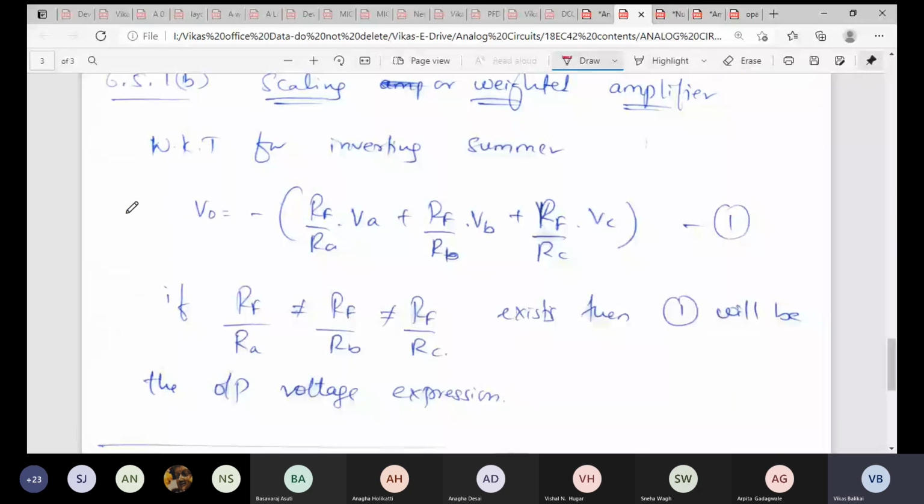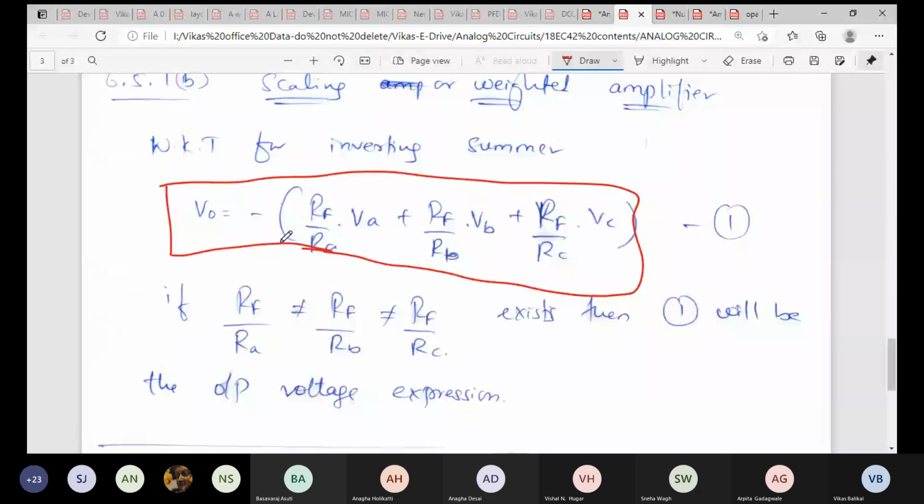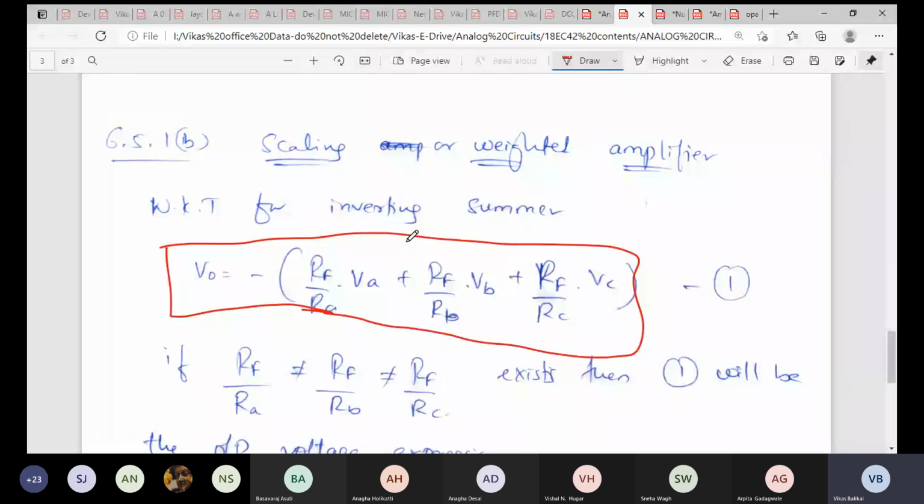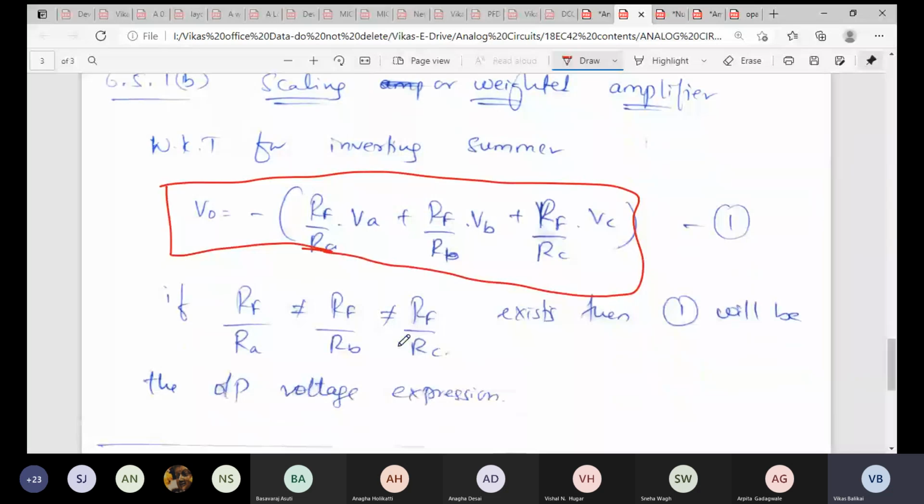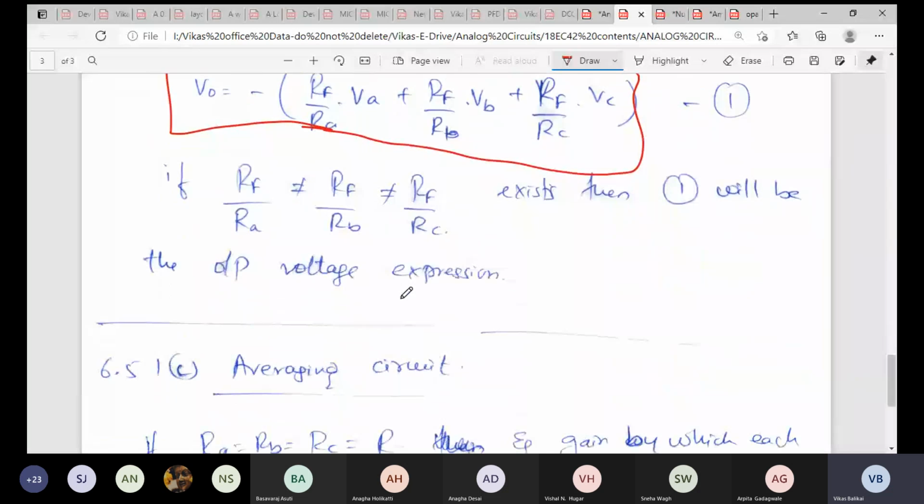scaling or weighted amplifier. So this becomes the scaling amplifier. So when you get a question on scaling amplifier, you are supposed to do the same thing with respect to the summing amplifier. Just extend one sentence saying that all are not equal. So that's about your scaling amplifier.